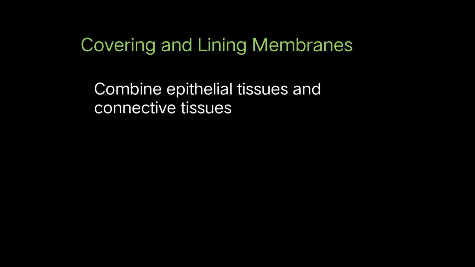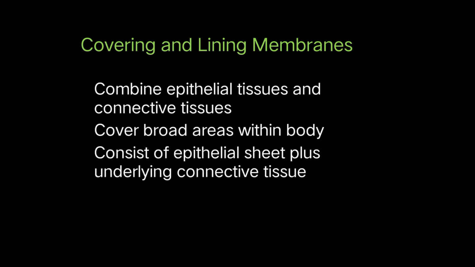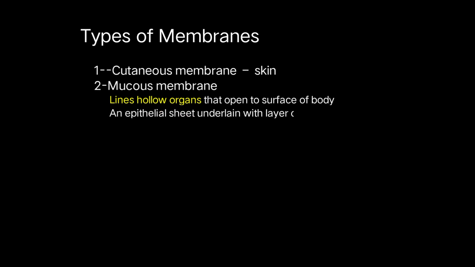And then you know that combining epithelial tissue and connective tissue forms the covering membranes, which cover a broad area within the body and consist of an epithelial sheet plus underlying connective tissue. Then what are the types of membrane? You know that the cutaneous membrane is the skin we can find. Then mucous membrane, which we can see lining the hollow organs that open to the surface of the body. And the layer underlying the epithelial sheet is called lamina propria.